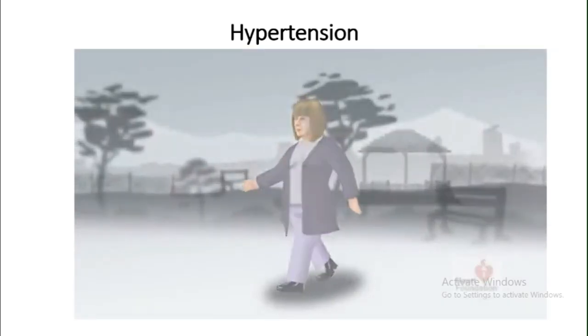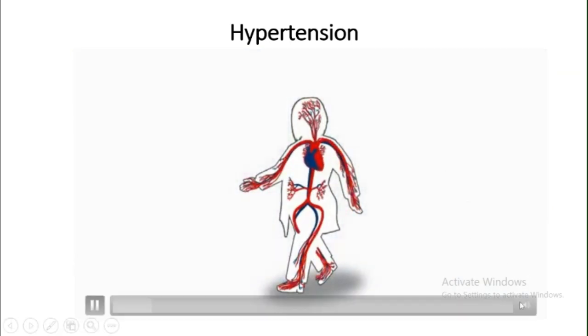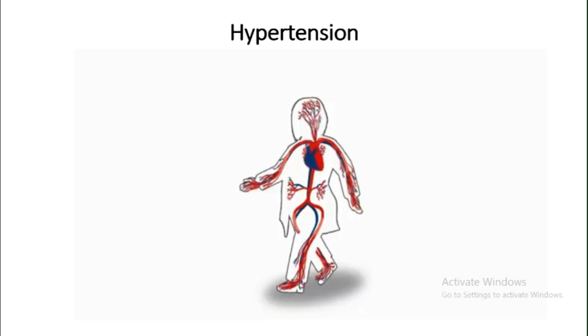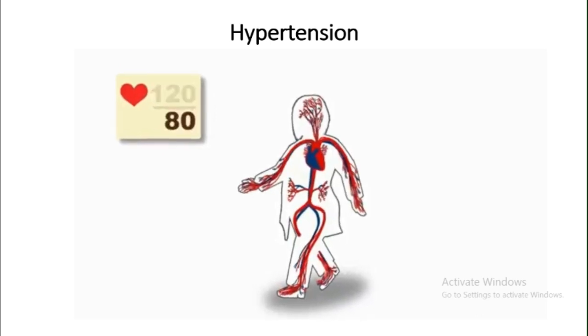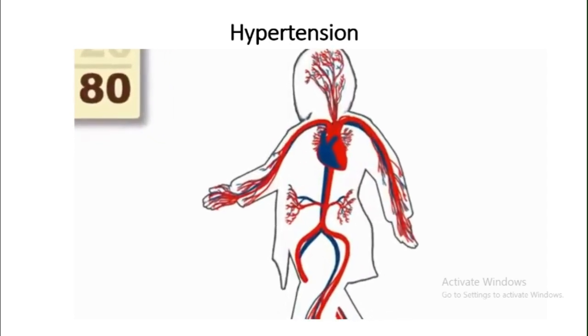When your heart beats, it pumps blood round your body. As the blood moves, it pushes against the sides of the blood vessels. The strength of this pushing is your blood pressure. As your heart pumps, the flow of blood in your arteries and your blood pressure rises and falls in a regular wave pattern. Blood pressure is shown as two numbers. The top number, or systolic pressure, is the pressure when your heart beats. The bottom number, or diastolic pressure, is the pressure when your heart relaxes.